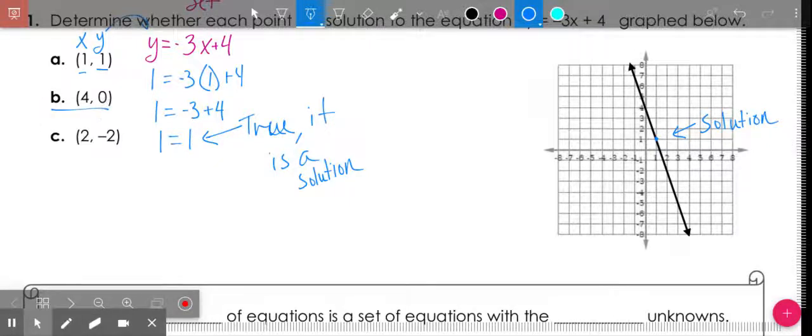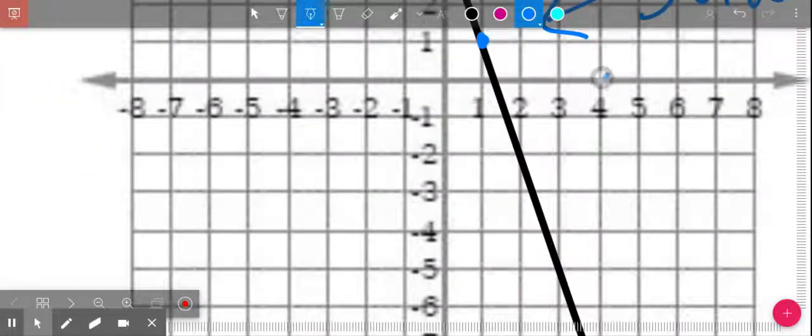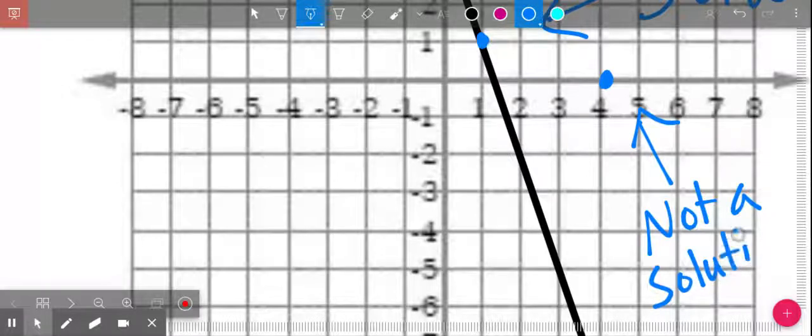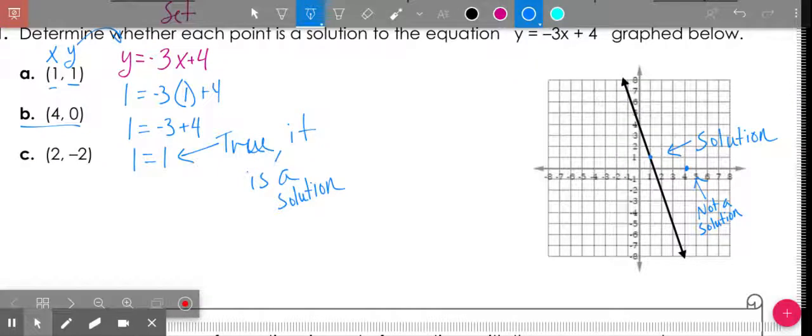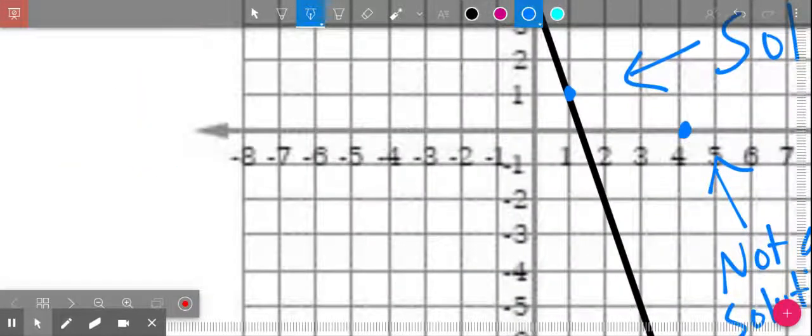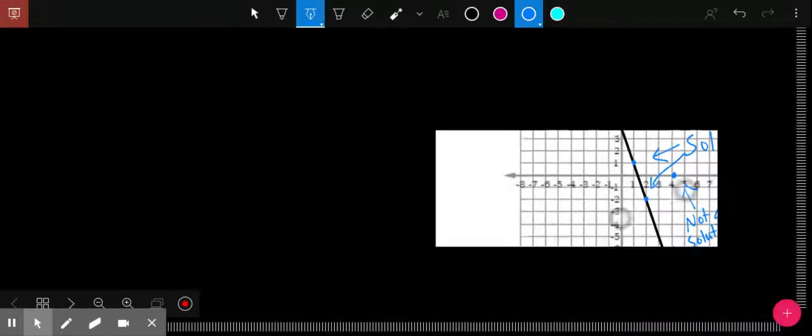So the next one was 4, 0. We're going to plot 4, 0. So 4, 0 is right here. That's not a solution, because it is not on the line. If you were to plug that point into your equation, it would give you a false statement. And the last one is 2, negative 2. Plot the point 2, negative 2. That's also on our line, so it is also a solution.